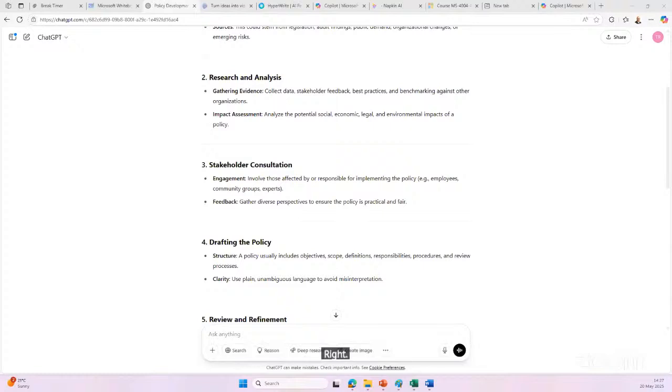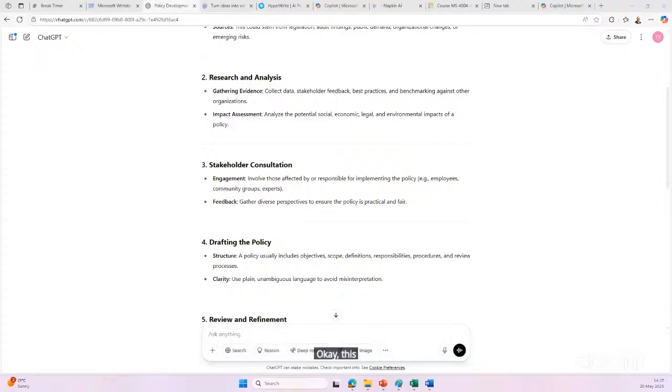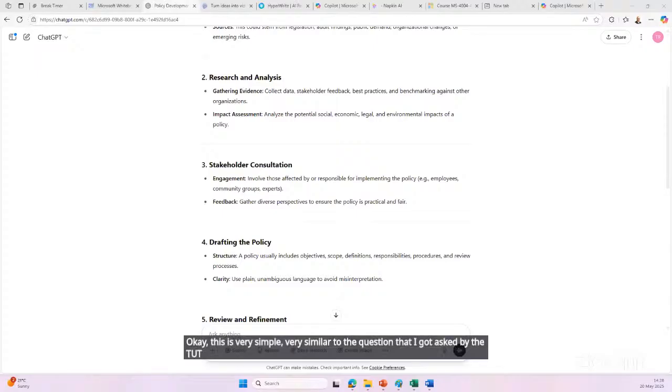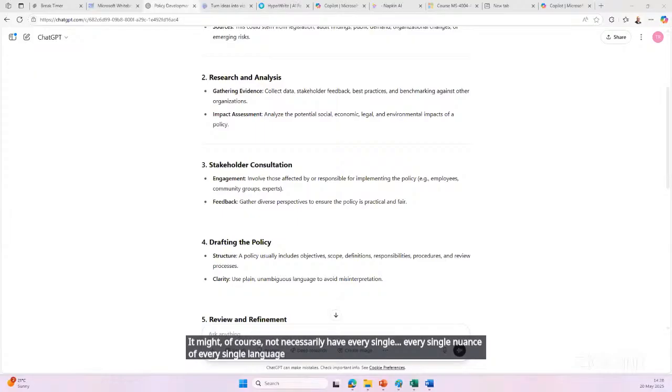Right. The next question, I think somebody has a lot of time. Also from Salelo, from natural language processing: are the African languages being incorporated into AI? Okay, this is very simple. It's very similar to the question that I got asked by the TUT Student Council. Yes, they are, and they are generally incorporated into most of the AI services that are available online. It might, of course, not necessarily have every single nuance of every single language, but it is being incorporated.